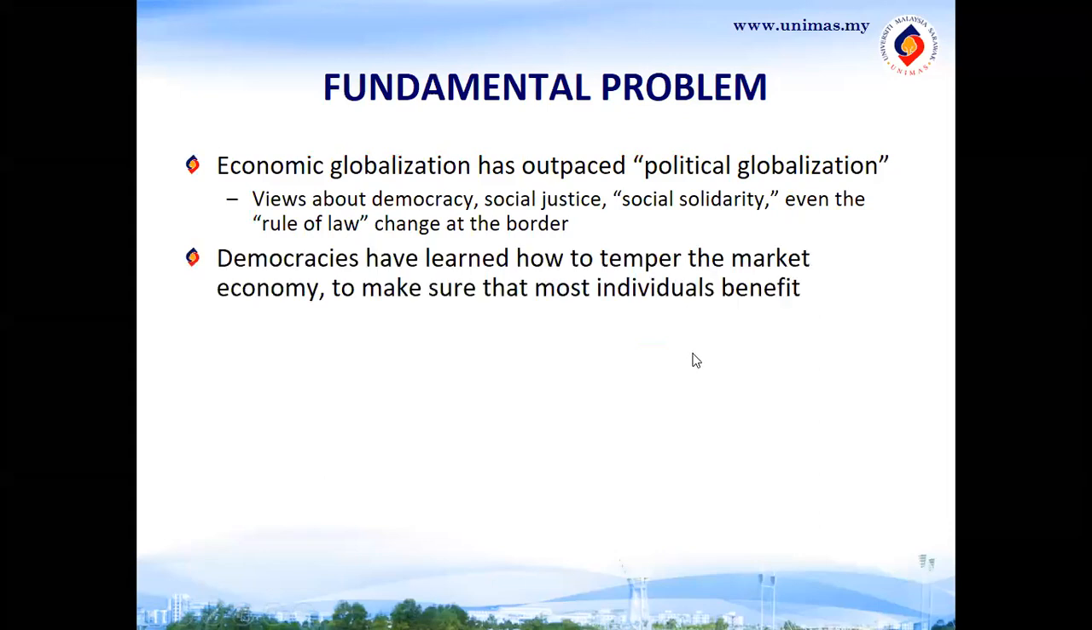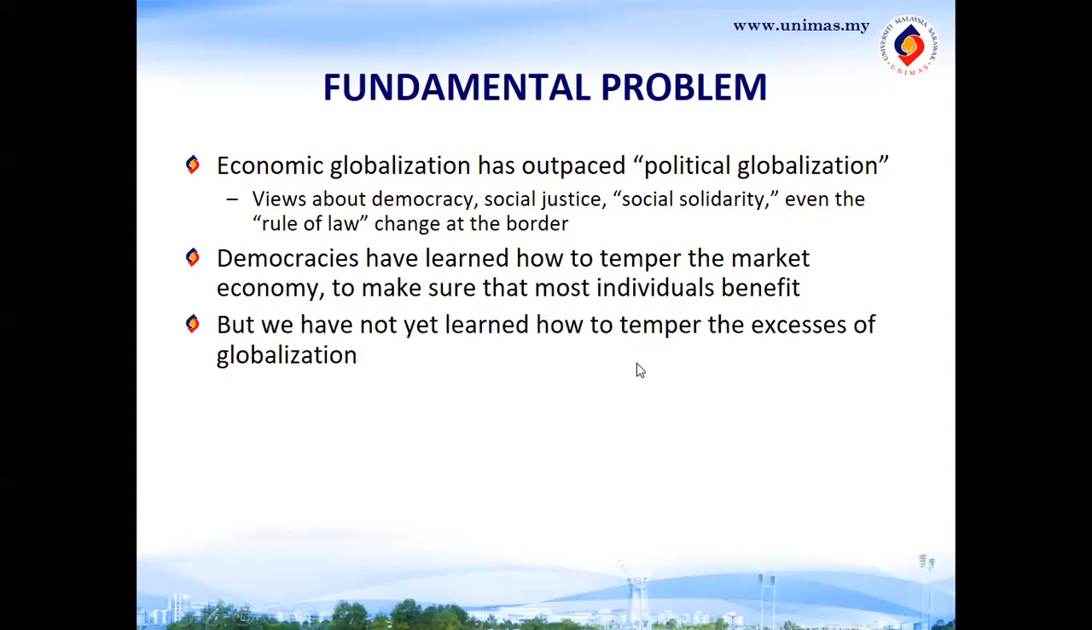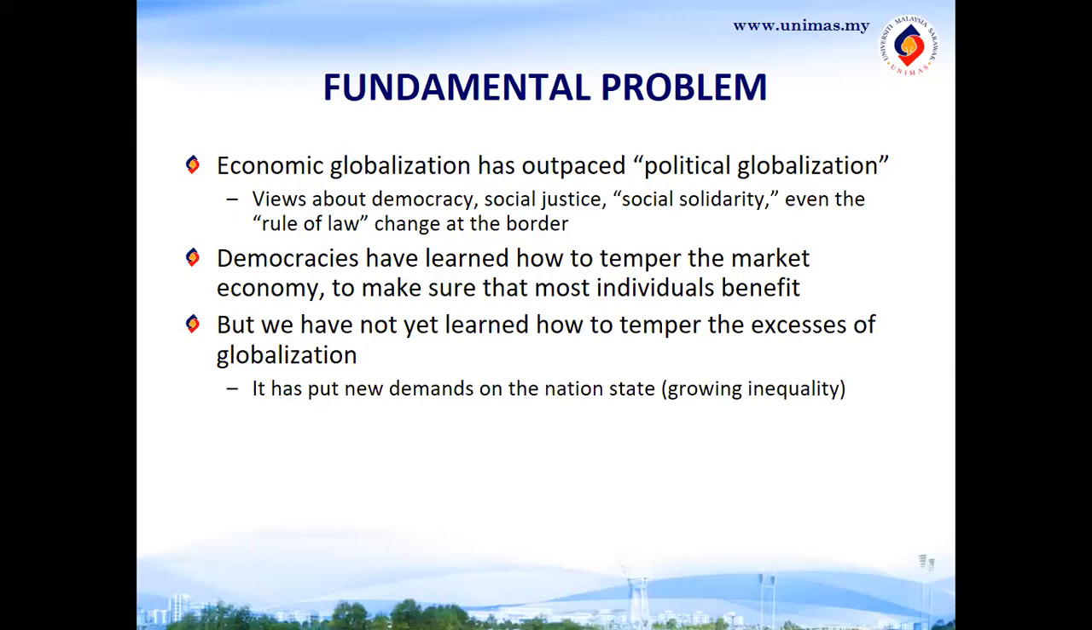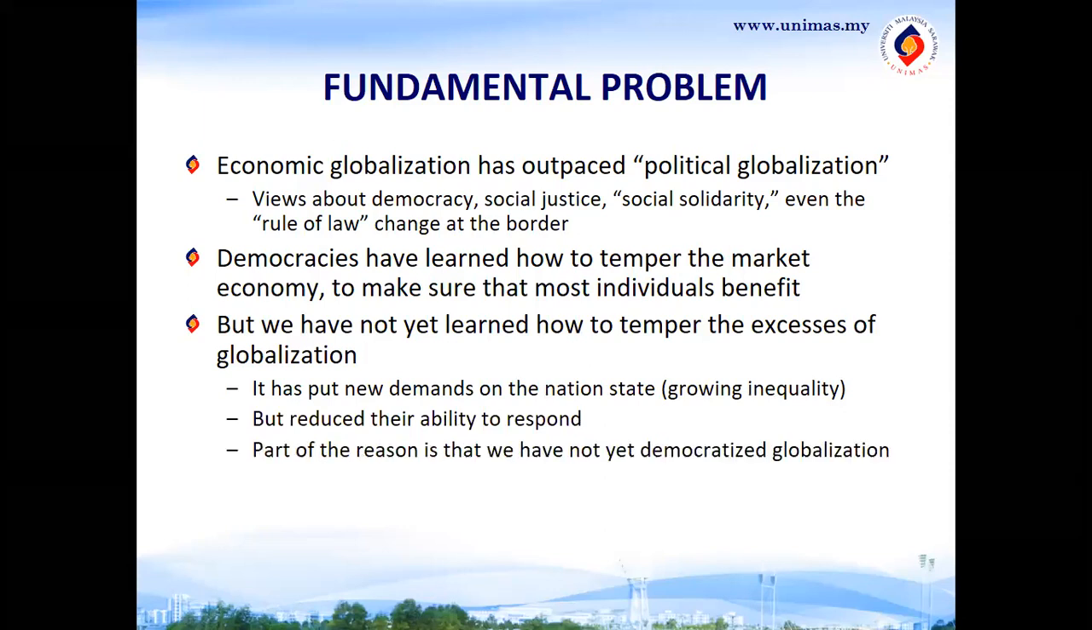So democracies have learned how to temper the market economy to make sure that most individuals benefit from it, but we have not yet learned how to temper the excesses of globalization. How do we deal with that excess of globalization impact? Yeah, it has more or less put new demands on the nation state, one of which is the growing inequality, and reduced ability to respond on the part of the developing countries. This is part of the reason why we have not democratized globalization.